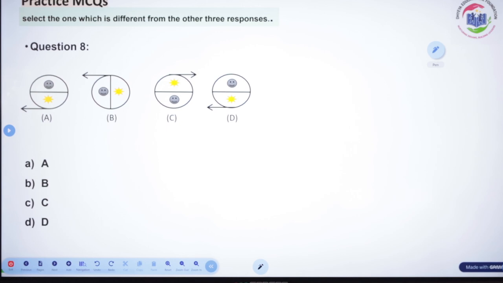Observe this image and find which one is the odd one out from this. Option A, B, C or D. Observe the arrow direction. Also observe where the arrow lies. Which one is the odd one out from this?